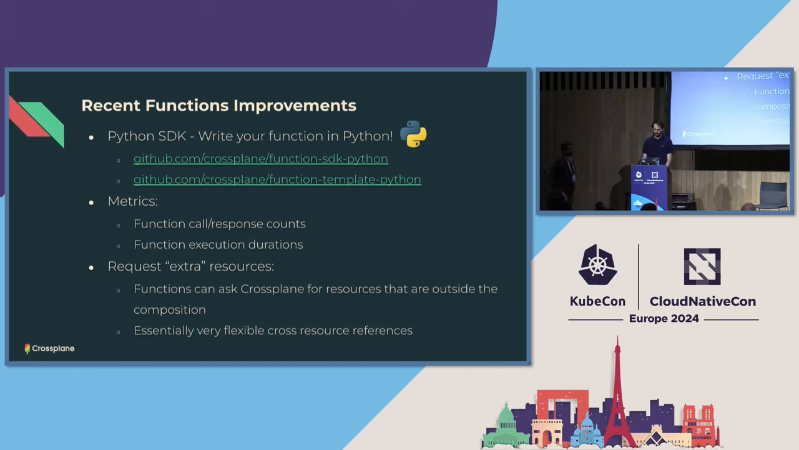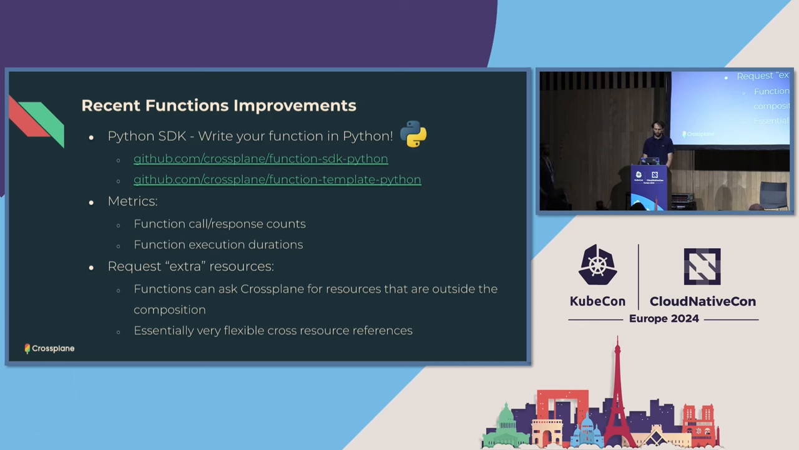We added a Python SDK, which is a way to have a first-class citizen developer experience to develop composition functions using Python. Previously, you could do that with Go, but now you can do that with Python. And with that, we also released a template repository, which you can use from GitHub directly, or also, as Jared was mentioning earlier, using the init subcommand of the Crossplane CLI.